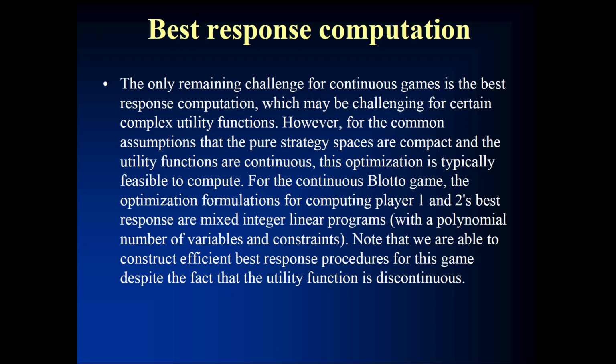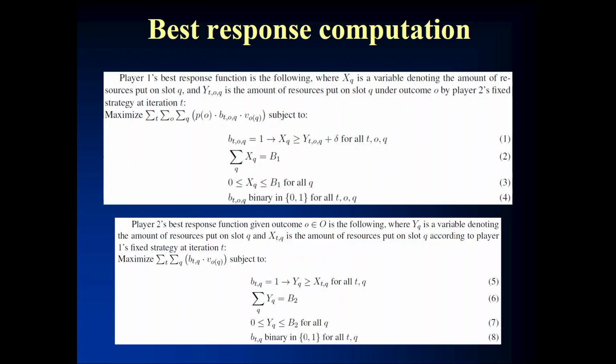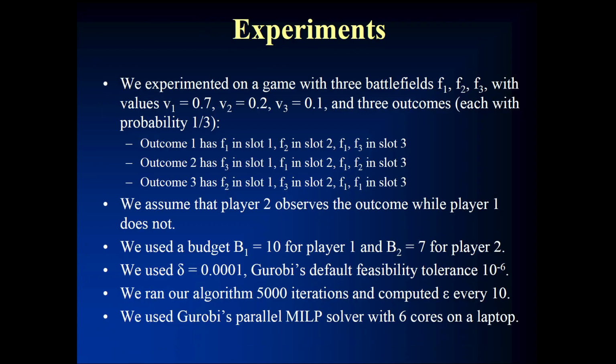However, often it's going to be straightforward if the pure strategies are compact and the utility function is continuous. And even in our case, when it's discontinuous, we have a mixed integer linear program formulation for computing a best response that has a polynomial number of variables and constraints, which I'm not going to get too into. It's in our paper.